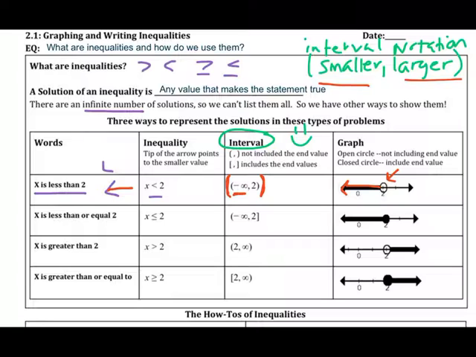Now, if you go down to the next line in this table, it looks really similar. The only difference is this big or equal to. So the way that shows up here is now there's a line underneath the inequality, meaning it could be 2.